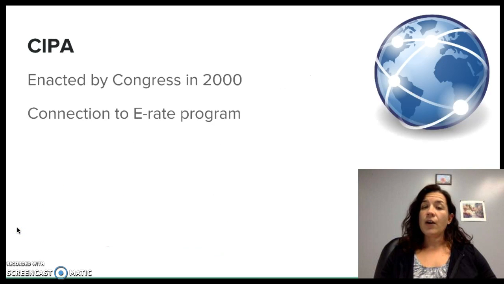CIPA was enacted by Congress in 2000, and it went over certain protections that schools and libraries have to put in place when it comes to monitoring children on the internet. There's a connection to what's called the E-rate program. Schools and libraries that follow all of the CIPA rules can receive discounts for certain communication services and products as part of the CIPA Act.